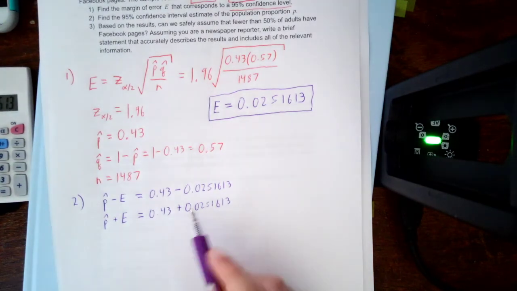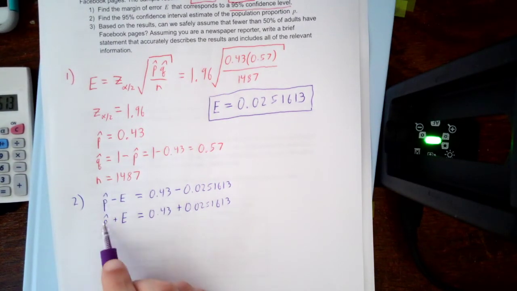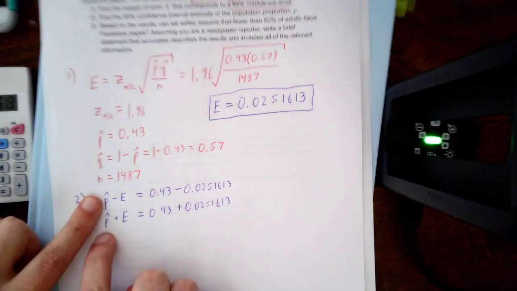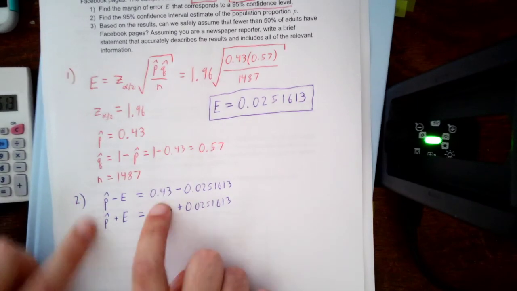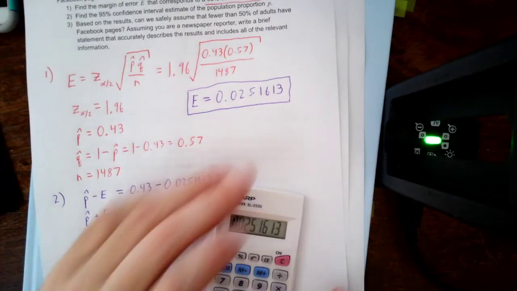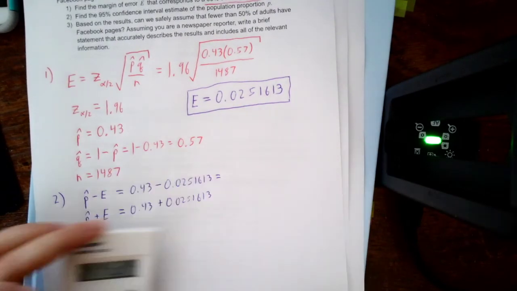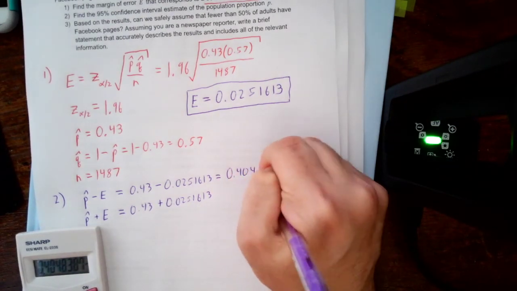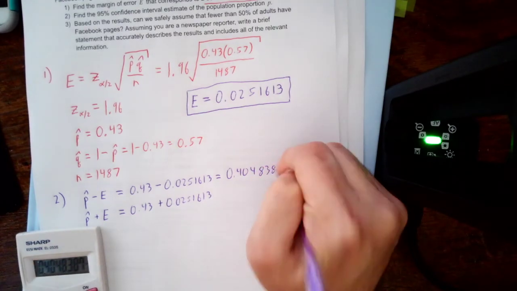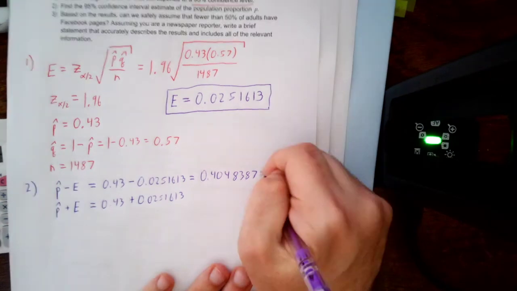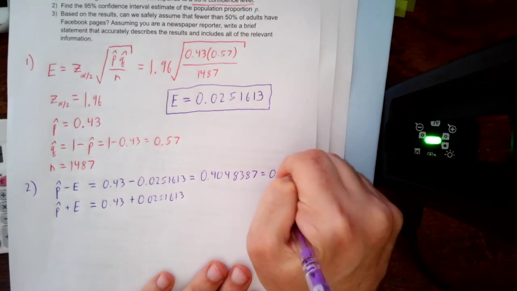You add the error and you subtract the error from the P hat. Remember, this is the sample proportion. This is how many people in our sample had the property. 43% of them, right? 43%, 0.43. Now, first, here, we get 0.4048387, which now we round. We're creating the limits. This is the lower limit. I round it to 3 places. 0.405.